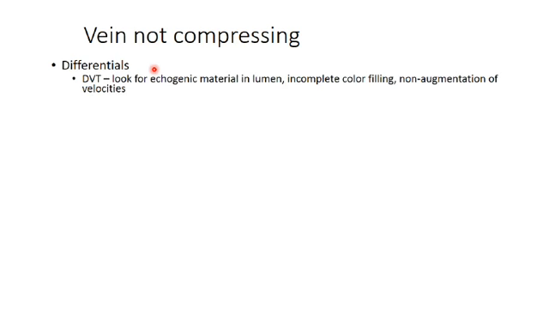First of all, you may be happy suddenly, I've got a case for my logbook. Okay, I've got a DVT, I've got my answer, but prior to that you have to consider various differentials. One, it may actually be a DVT and you may have a case for your logbook, but try and confirm. Okay, look for echogenic material in the lumen. Look for an incomplete filling defect on color Doppler, and look for the lack of phasic variation or the non-augmentation of the velocities and so on.